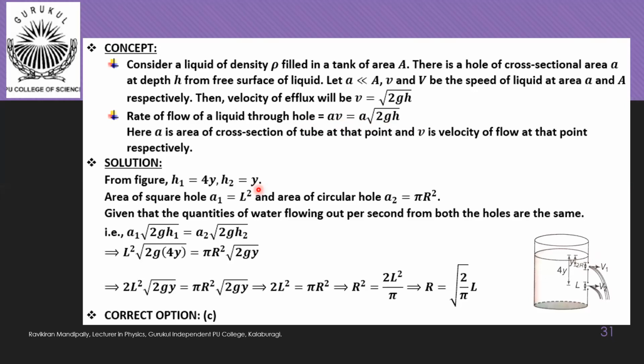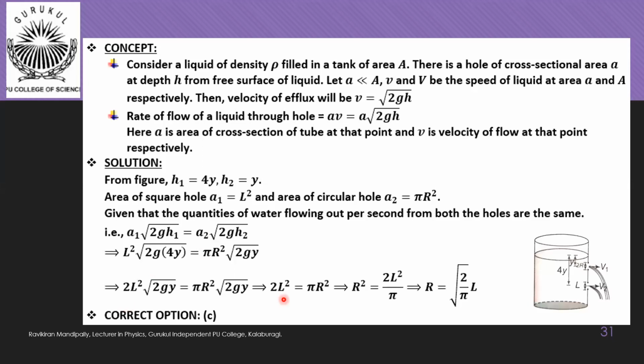And first hole is a square of side L, so A1 will become L square, and second hole is a circular hole with radius R, so A2 will become pi R square. And they have given that the quantities of water flowing out per second from both holes are same. That means A1 into root 2gh1 must be equal to A2 into root 2gh2. So on substituting, we get L square into root of 2g into 4y is equal to pi R square into root 2gy. That is, here root 4 we have taken 2 outside, 2L square into root 2gy is equal to pi R square into root 2gy.